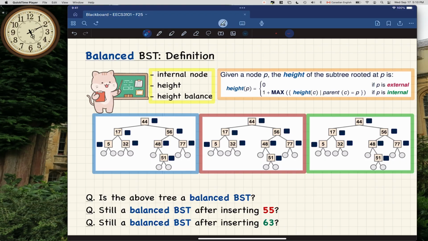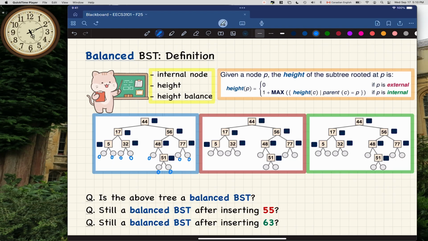Let's see. The way to do it is you're going to go bottom up. To start with, annotate the heights for each external node to be 0. So I'm going to say 0 here, 0 here, 0 here, 0 here, and also 0 here, 0 here, 0 here, 0 here, and 0 here.